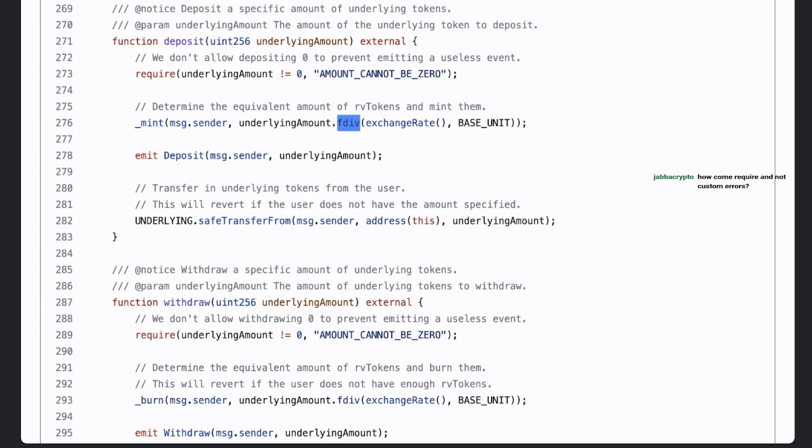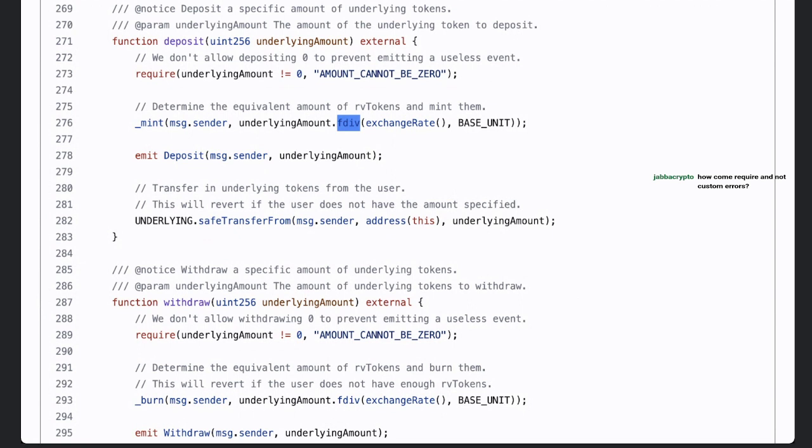Java Crypto is asking in chat about custom errors in Solidity 8. Is there a reason why you're not using custom errors yet? When I started writing these, the tooling was just not there yet. I still think it's partially not there in the front end.